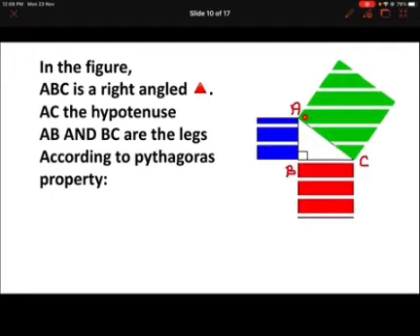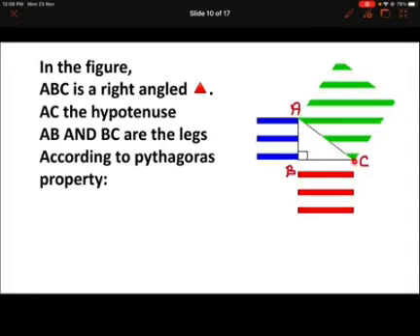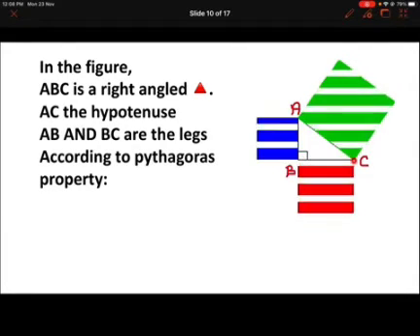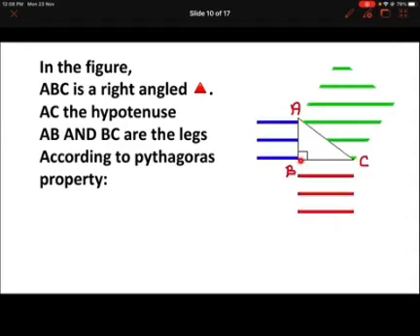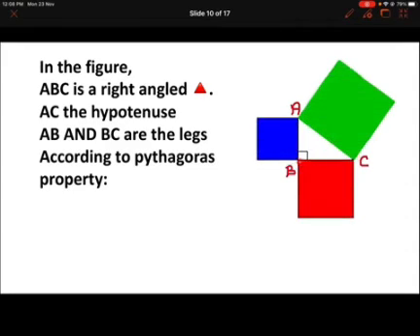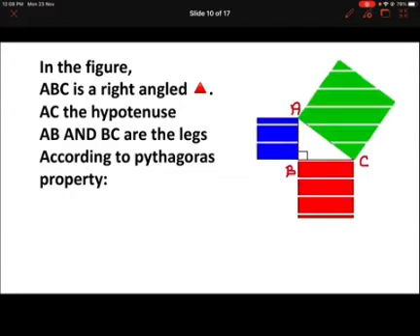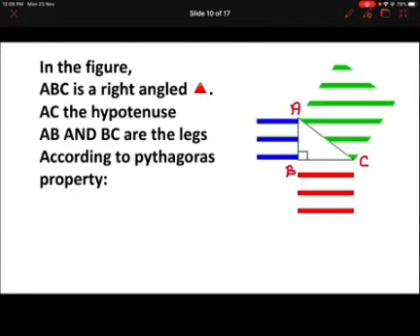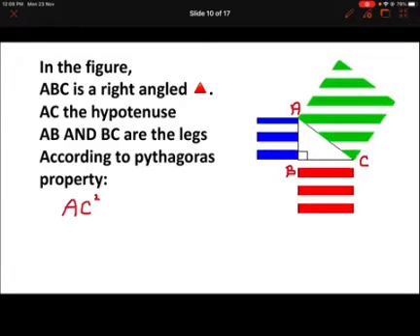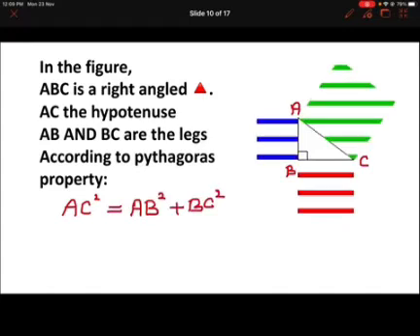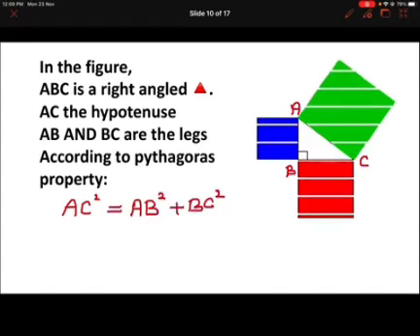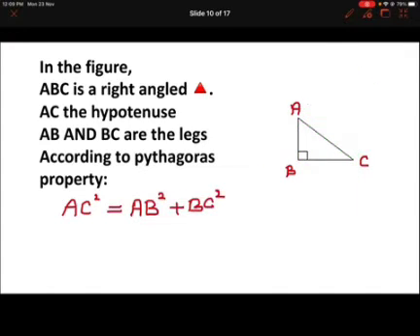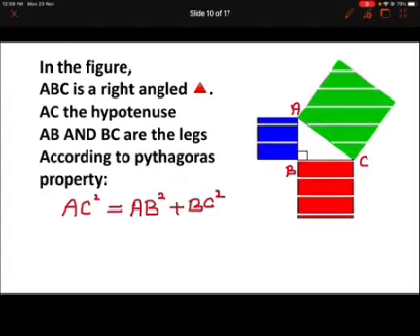Now, AC is the hypotenuse. Do you all agree, children? AC is the hypotenuse. AB and BC are the legs. So I am going to call BC as the base and AB as the height. Okay. Now, what does Pythagoras property say? It says AC squared is equal to AB squared plus BC squared.